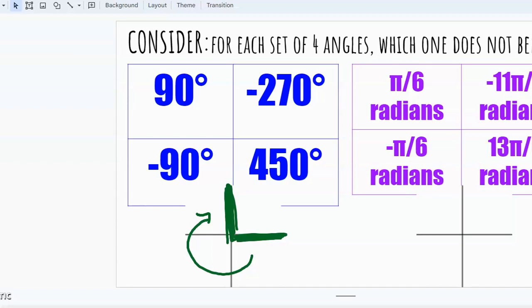Let's keep going. If I take a look at negative 90 degrees, that means I only went down negative 90 here. All right, so now I'm adding in this new one. So right now, negative 90 is different from these top two.